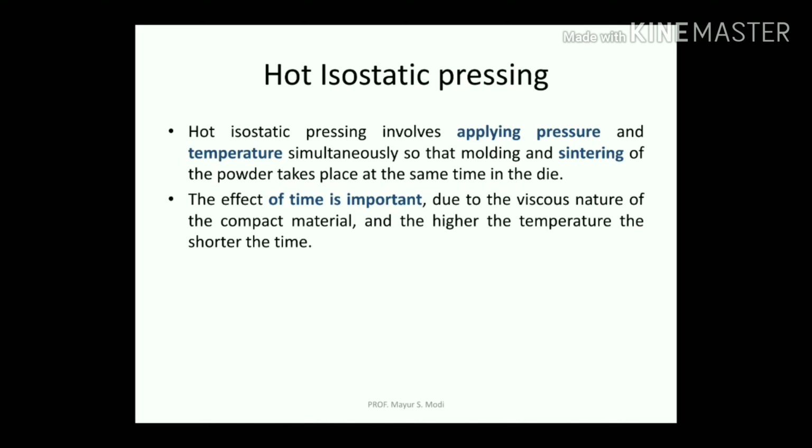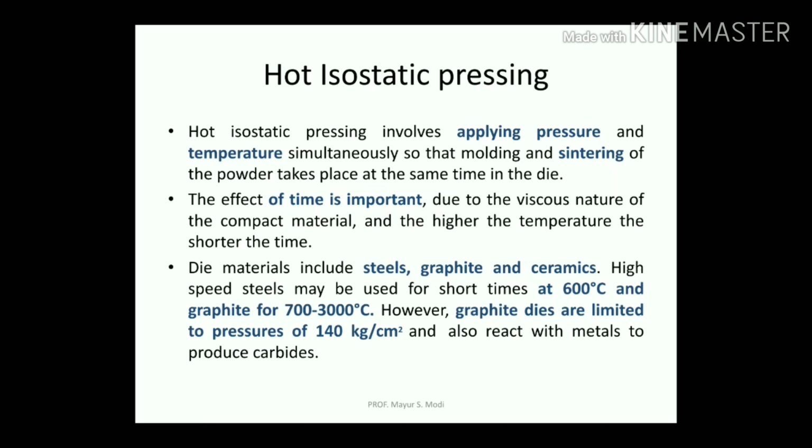The effect of time is important due to the viscous nature of the compact material, and the higher the temperature, the shorter the time. So you should reduce the processing time while also making good finished products. Die materials for isostatic pressing are steels, graphite and ceramics. High speed steel may be used for a short time at 600 degrees centigrade, and graphite for 700 to 3000 degrees centigrade. However, graphite dies are limited to a pressure of 140 kilograms per square centimeter and also react with the metals to produce carbides.